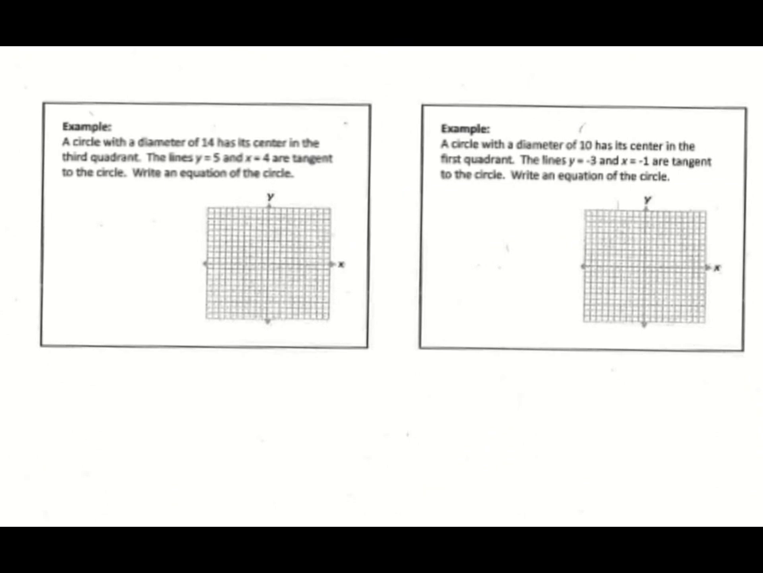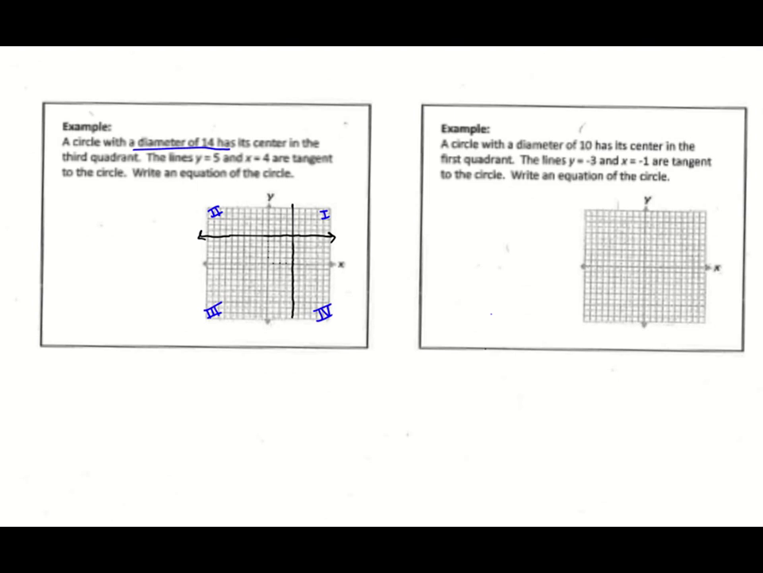Okay, next question. This says I have a circle with a diameter of 14. And it has a center in the third quadrant. So this is my first quadrant, second quadrant, third quadrant, and fourth quadrant. The lines y equals 5. So let's see, 1, 2, 3, 4, 5. That would be this line right here. And x equals 4. 1, 2, 3, 4.